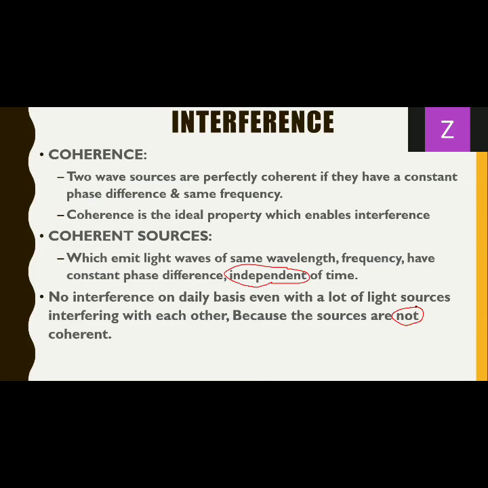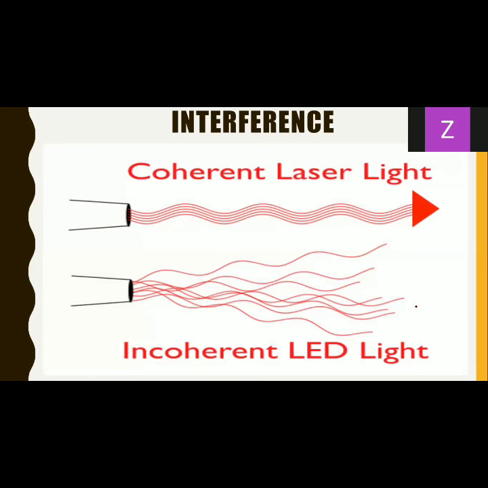So the coherent sources look something like this. This is the diagram of what coherent sources mean, and obviously the additional part which we have is incoherent sources. The best example of a coherent source is a laser. A laser is a perfectly coherent source, because obviously it is amplified and stimulated light.